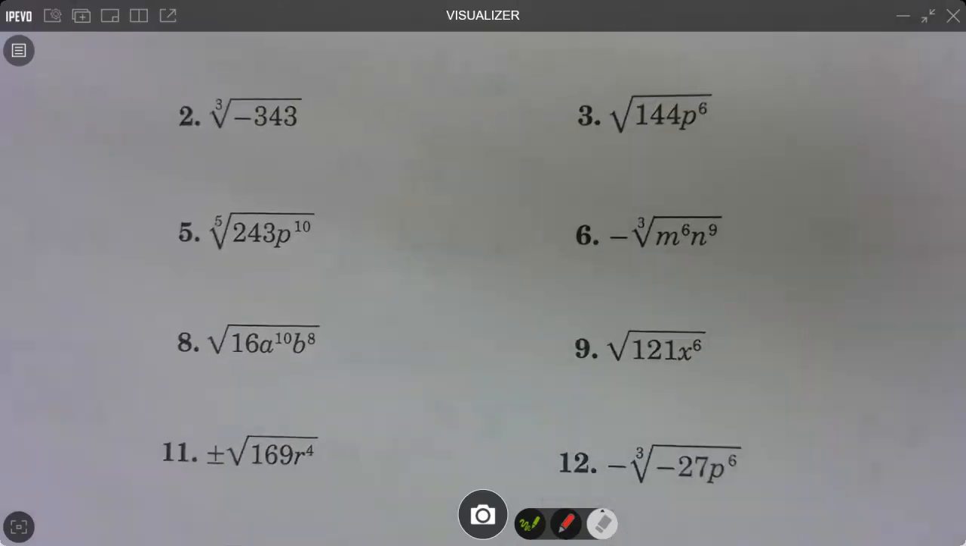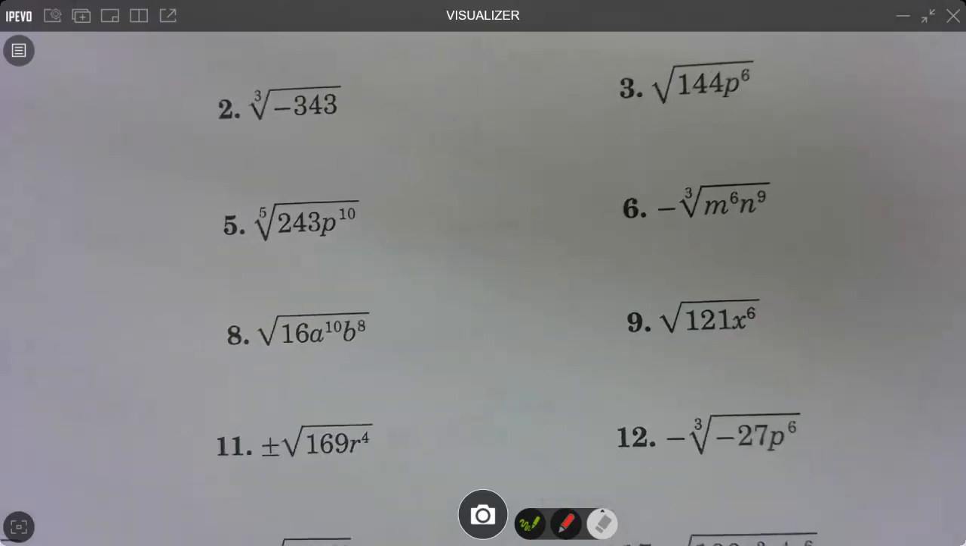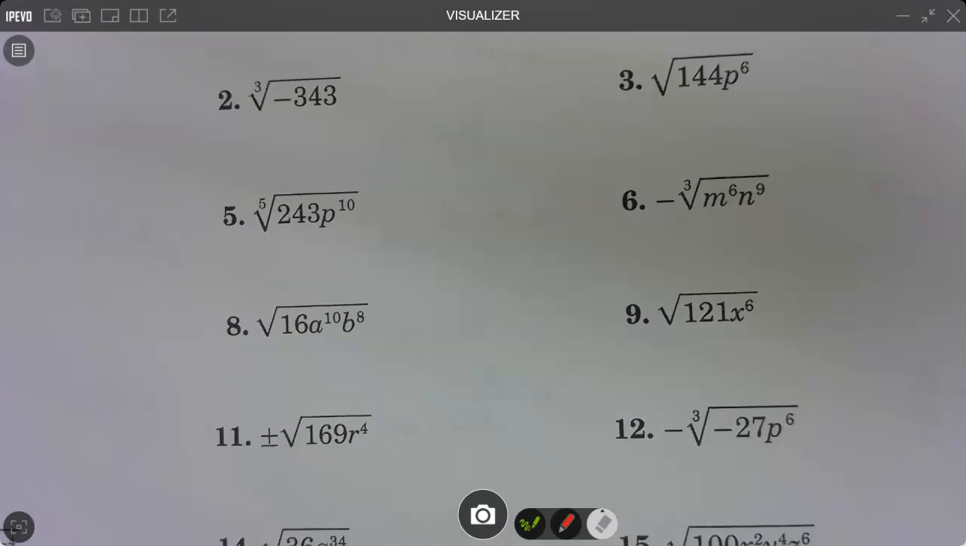So one of the ones I want to look at is number 5. Number 5 has a 243 under the 5th power. So what you would want to do is sit there and think about, okay, is there a number that raised to the 5th power is 243? This is where that nice little sheet I gave you comes into play. If you look at the sheet I gave you, the last column is x to the 5th.